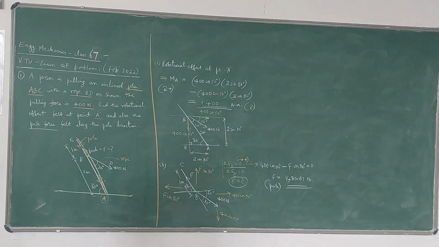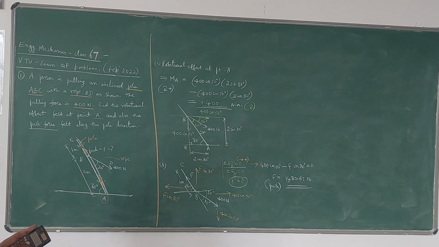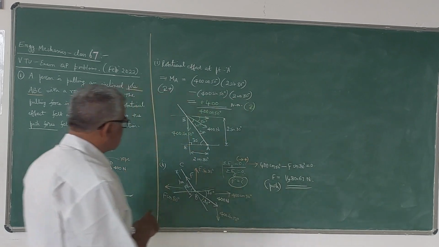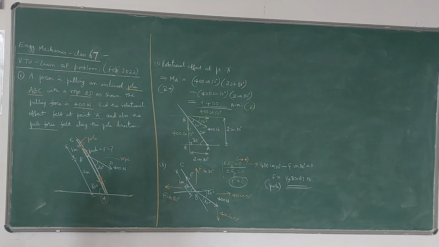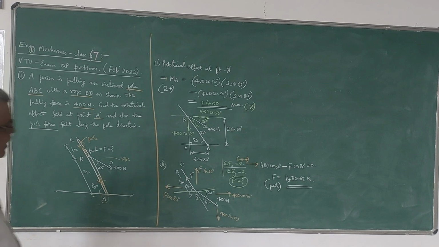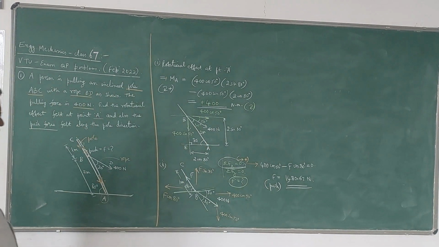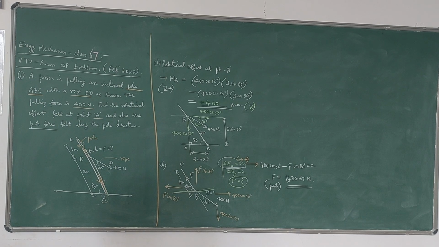400 cos 50 is equal to F cos 80. Okay, I will take only this equation, the sigma Fx is equal to 0 equation. So you will get the answer as 1480.67. That is the push force in the pole AC or ABC, you can say.